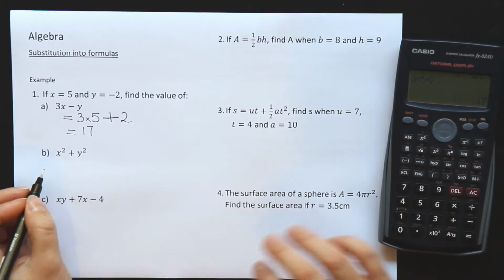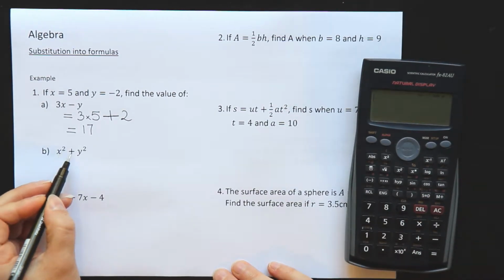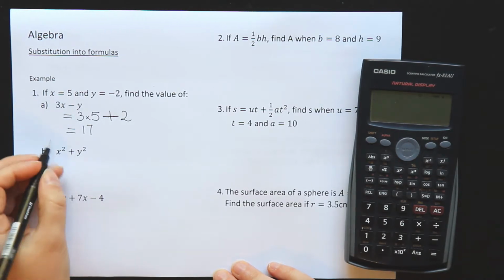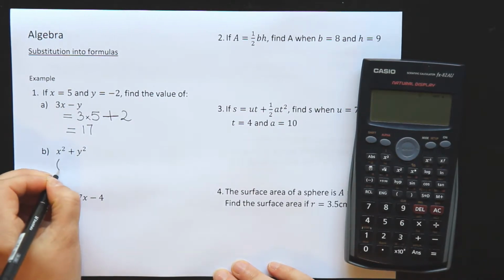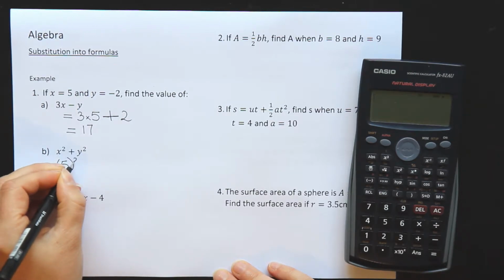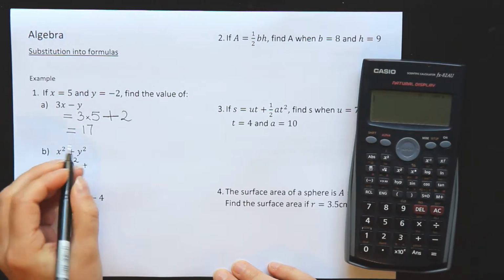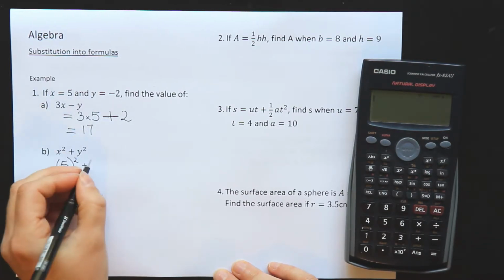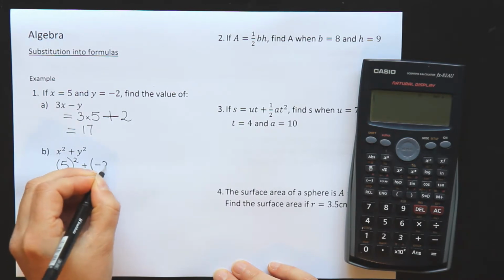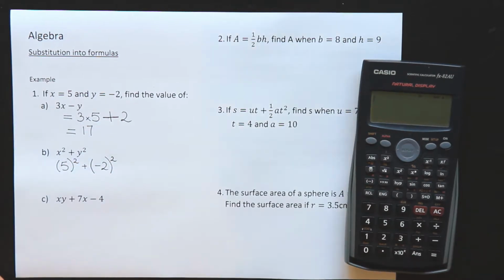Alright, let's have a look at the second one here. B, x squared plus y squared. Well, x is 5. So instead of x, I'm going to put 5, in brackets, squared. The reason I'm putting it in brackets is mostly because of the y here. Y squared, y is -2. So I need a minus sign in there, squared, -2 squared.